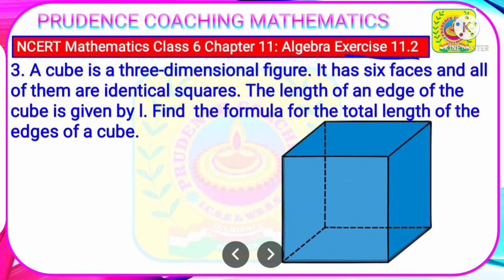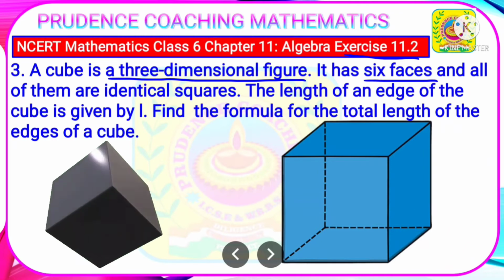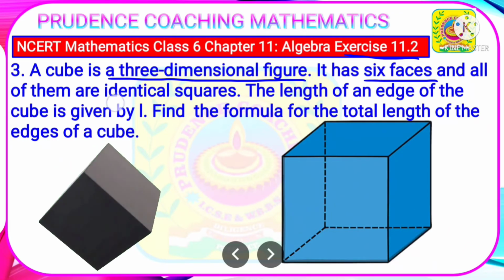Let us read the question first. A cube is a 3-dimensional figure, that is a 3D figure. Okay, a cube is a 3D figure. It has 6 faces. So how many faces are there in a cube? 6 faces, and all of them are identical squares.